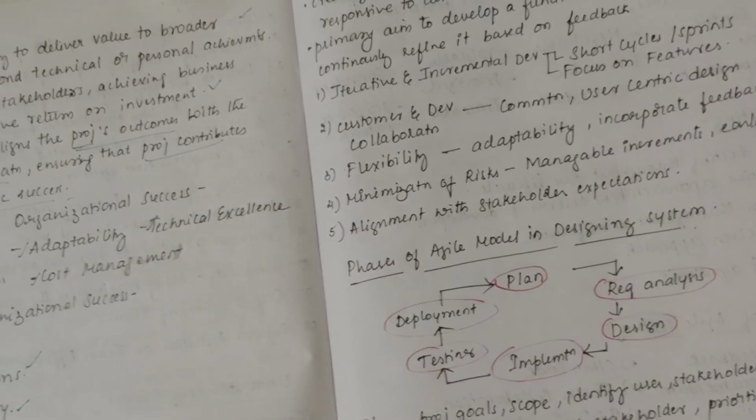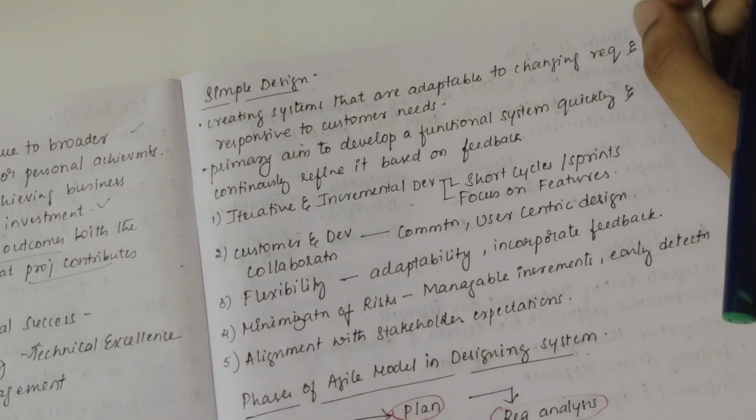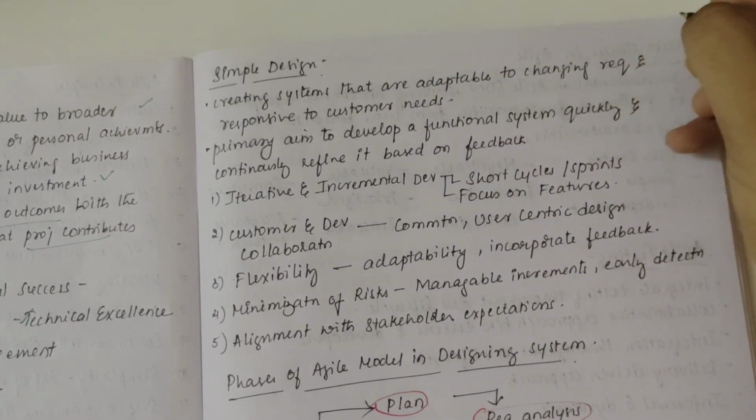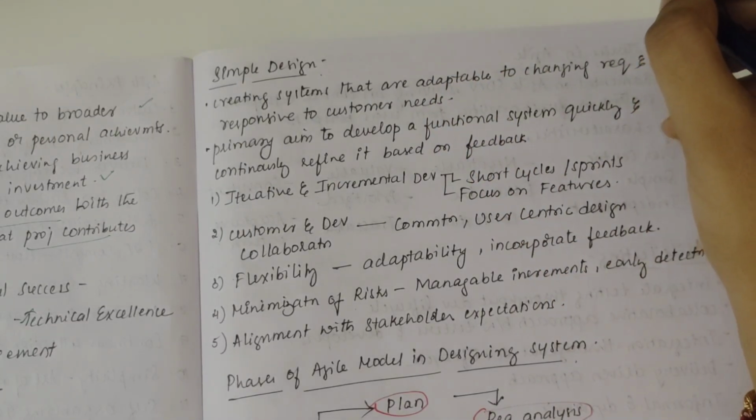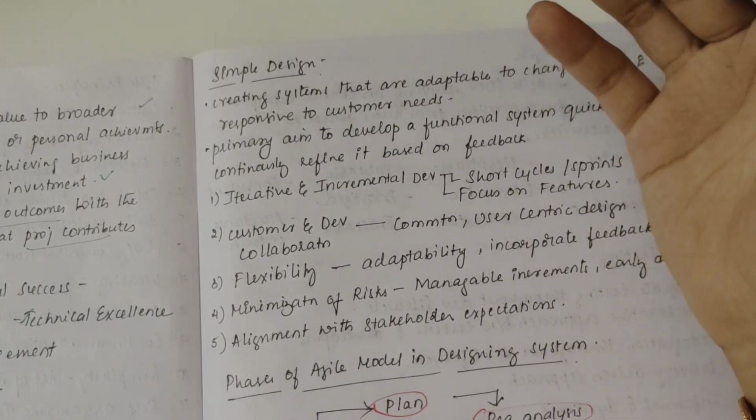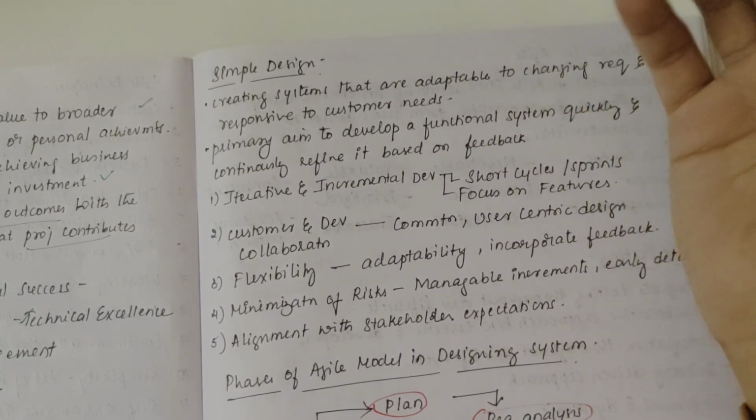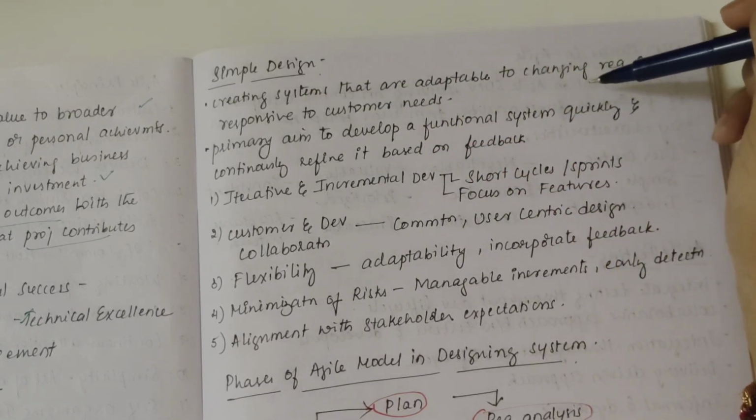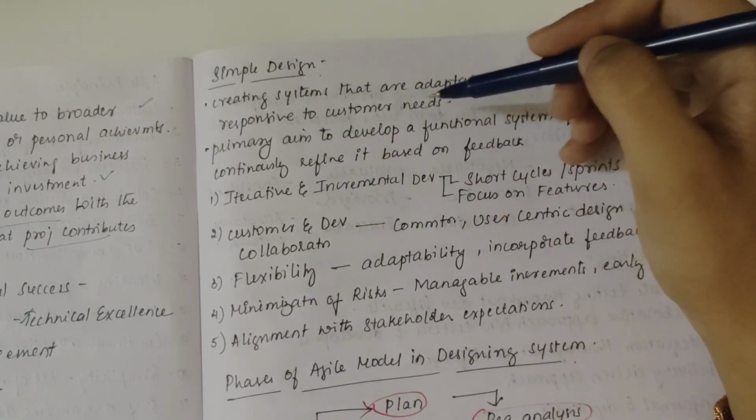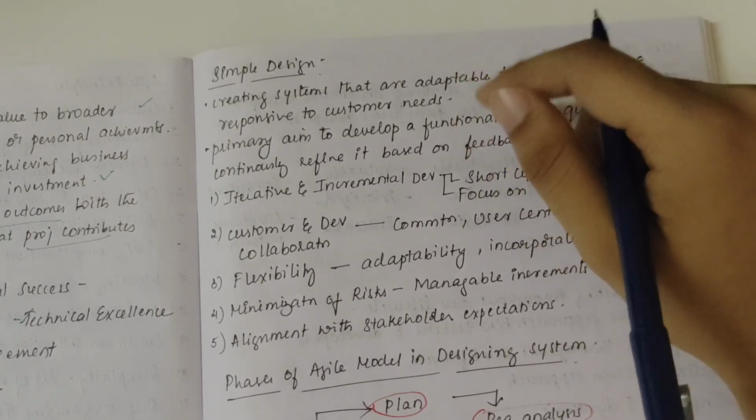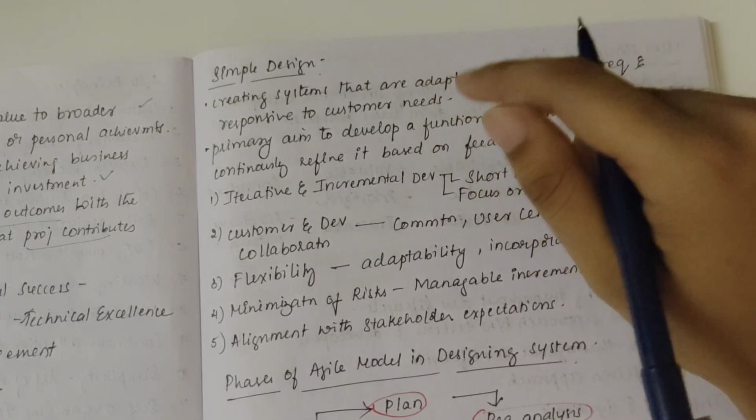Next, moving on further, we have simple design. So creating systems that are adaptable to changing requirements and responsive to the customer needs is what we mainly aim for, right, in our Agile methodology. So the primary aim of simple design is to develop a functional system quickly and continuously refine it based on the feedback. This is again an iteration which is happening. A continuous integration and development is happening here.